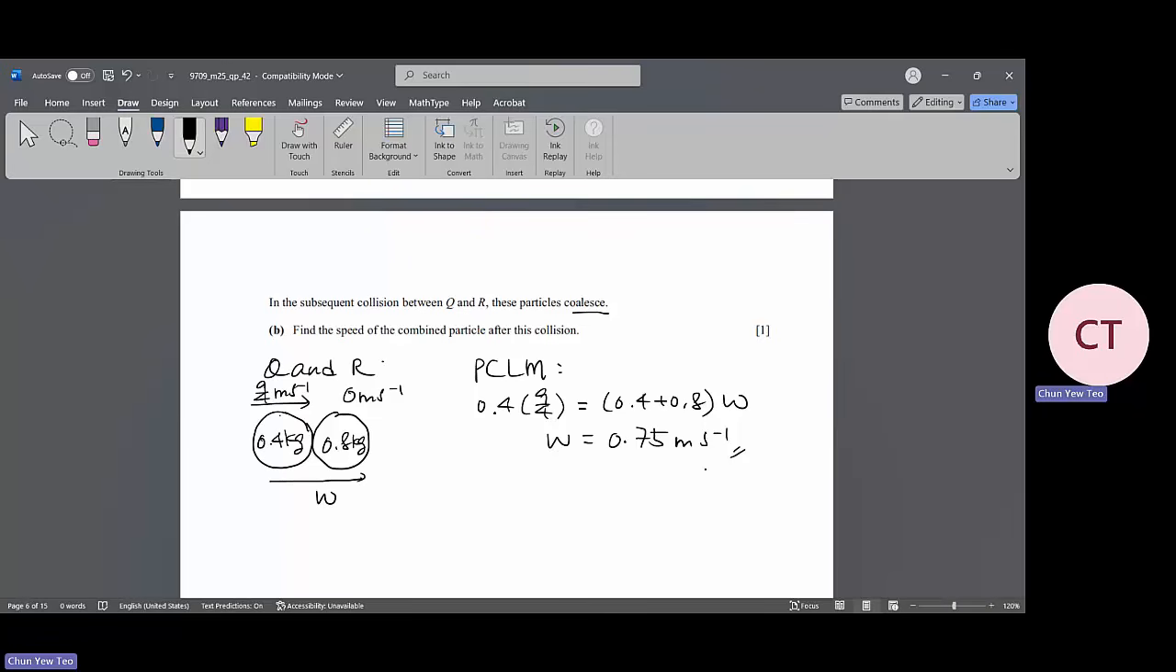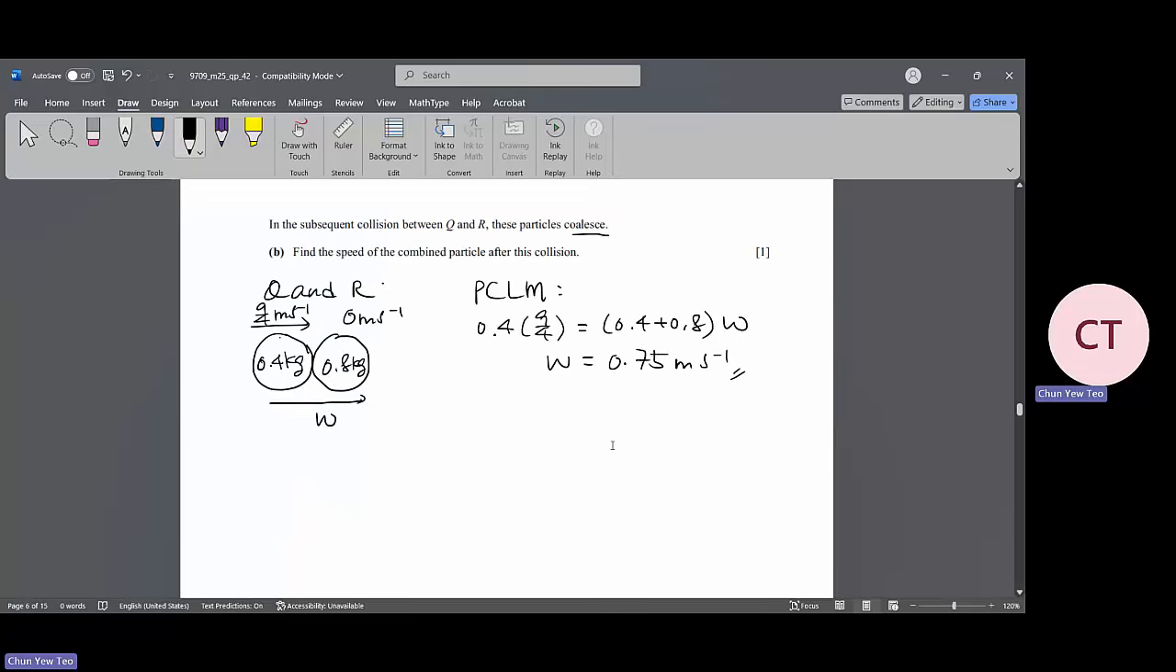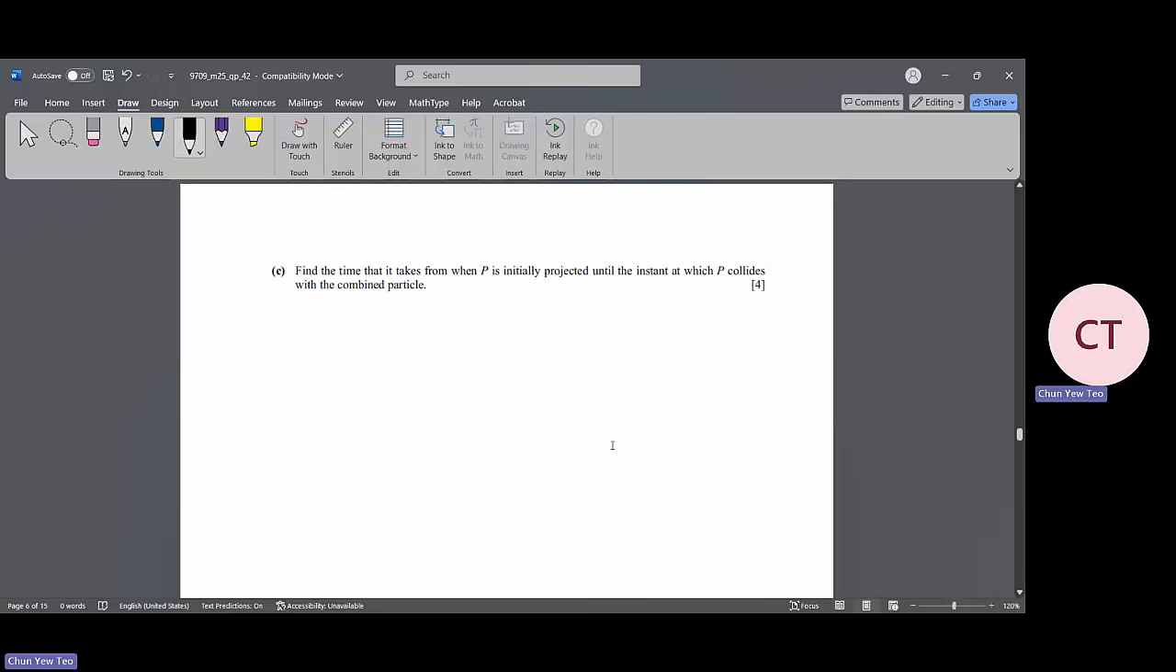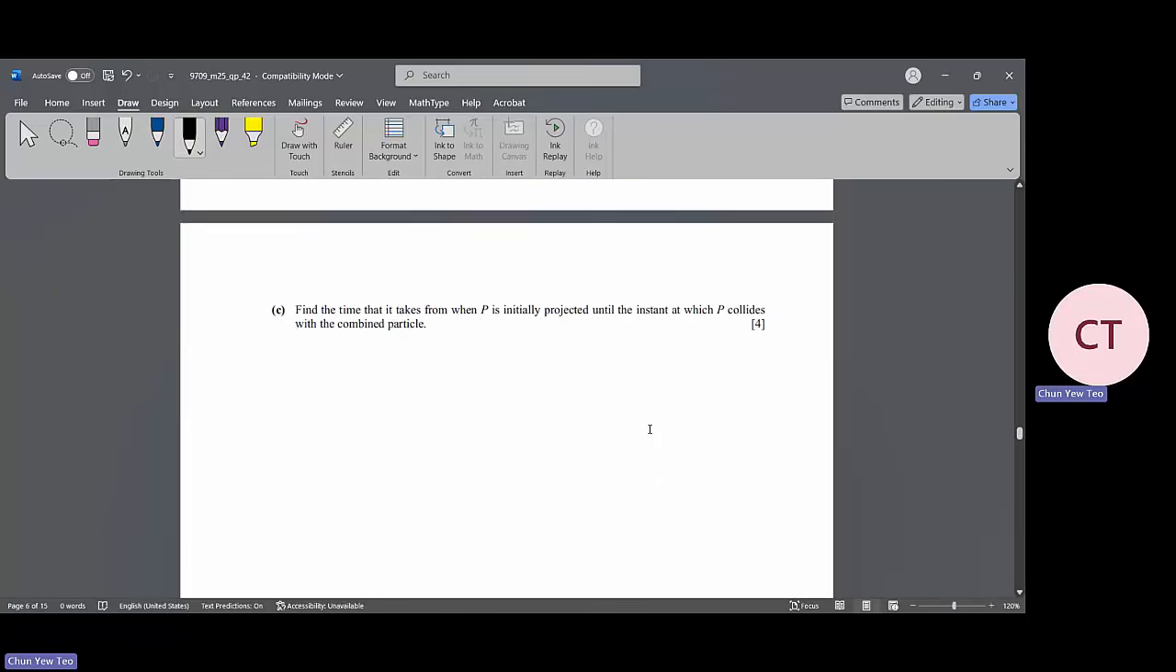So this will be the answer for part B. Okay, so now we want to go for part C. Find the time that it takes from P is initially projected until the instant at which P collides with the combined particle. Oh, okay. So we need to separate them into several stages.